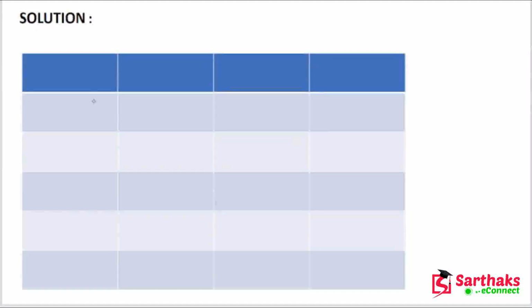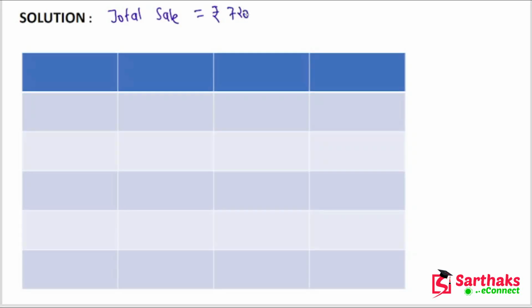Now first of all, for this pie chart, we have to draw a table. If you want, you can draw a table. If you don't want to, you need not. It is just a bit convenient to draw a table. So first of all, we need a total. So total sale is equal to rupees 720. Okay, so we need to find the central angle.